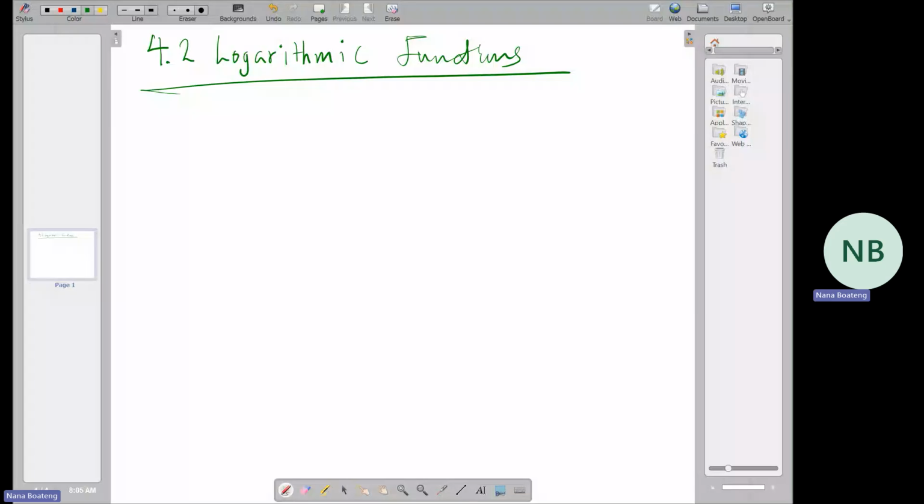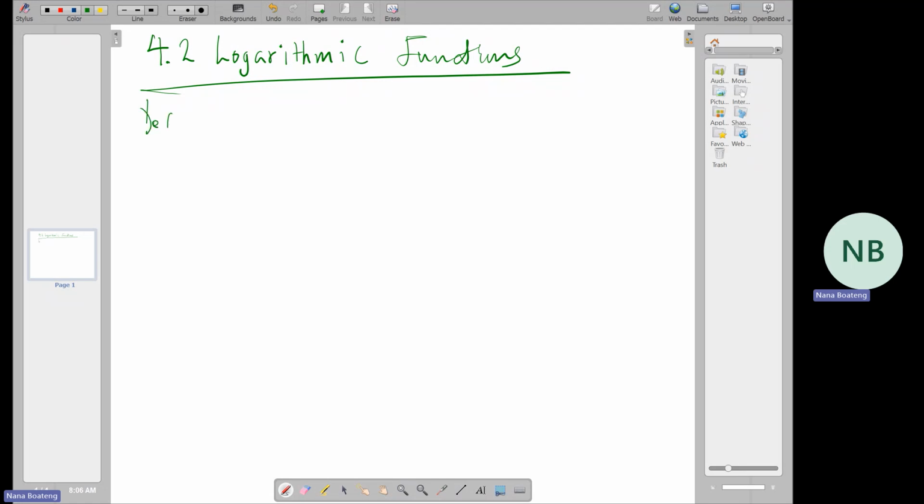College Algebra, and today we'll be discussing section 4.2, which talks about logarithmic functions. So we start off with the definition of a logarithmic function.